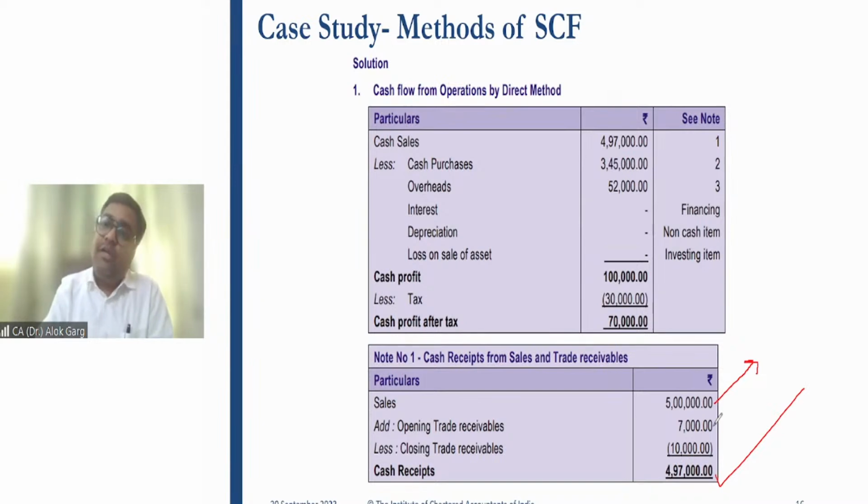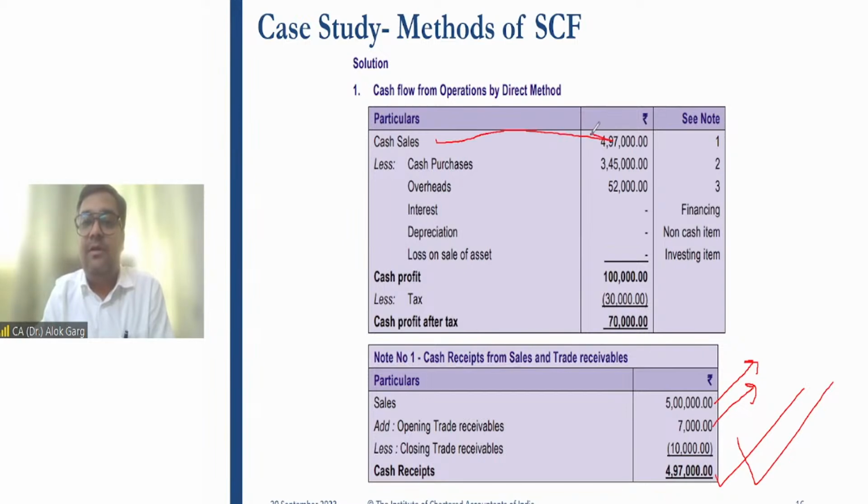You understand that? I have sold my goods to the debtor for 5 lakh rupees. And I was also required to collect from my debtor the opening balance of 7,000 rupees. The total money which I had to receive from my customer is 5 lakh 7,000 rupees. But still, 10,000 rupees is outstanding. It means what net I have received? I have received 4,97,000 rupees during the year. So this is my cash collected from the customers, right? 4,97,000 rupees.